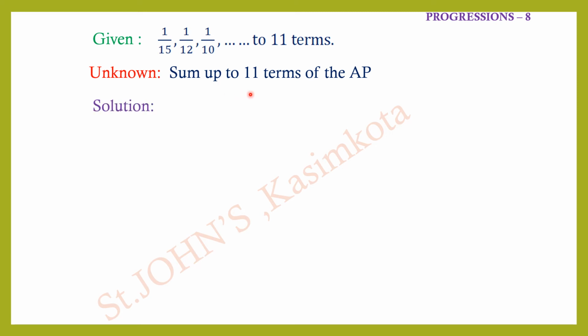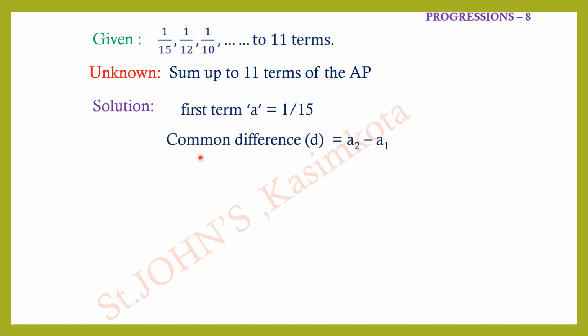Solution: write down the given data, first term, common difference and n also. First term a equals 1 by 15. Second term a2 equals 1 by 12. So, do you know the formula for common difference? The common difference d is equal to a2 minus a1. What is the value of a2 here? a2 equals 1 by 12, minus a1, which is 1 by 15.